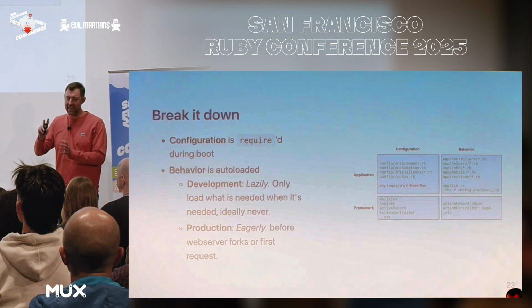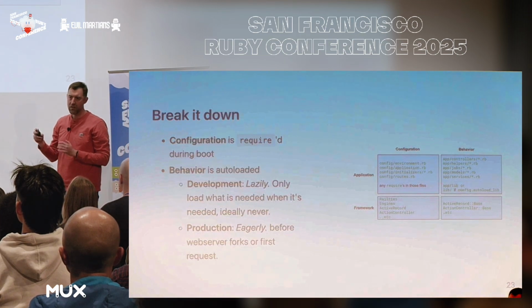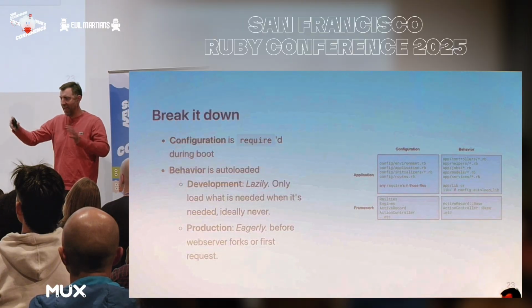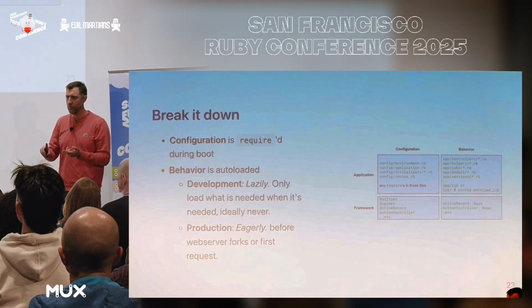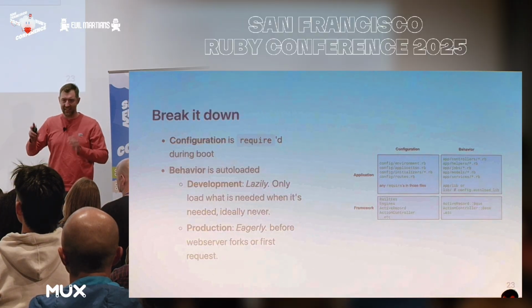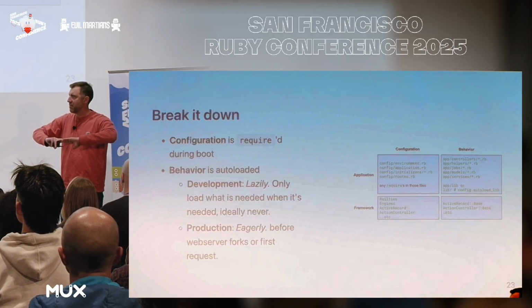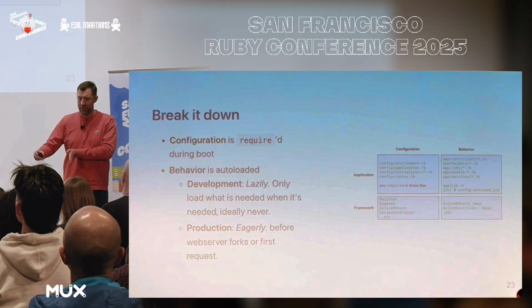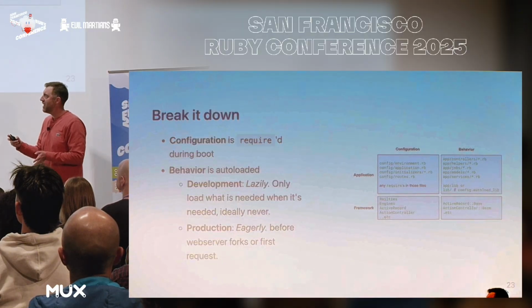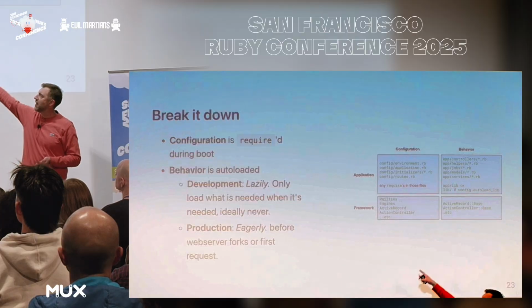And just to call out, it's actually the exact opposite in production, where your goal is we want to load everything as early as possible so that we can fork the web server. We don't want to wait until that very first request comes in and then take several seconds to load everything. So there is conflict here between what gives you a delightful development experience and what gives you an effective production experience, but we're talking about development here.